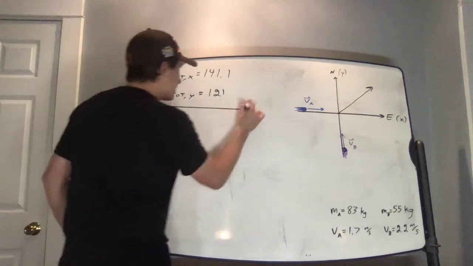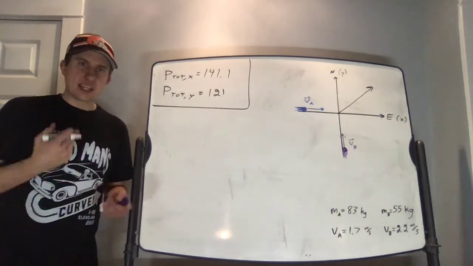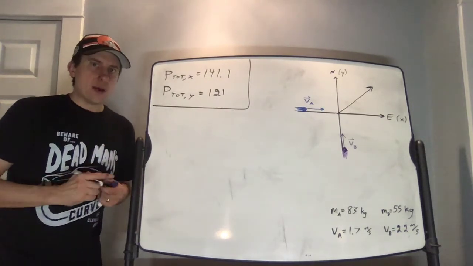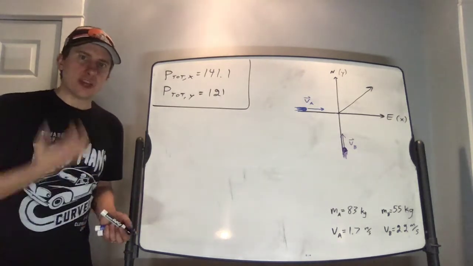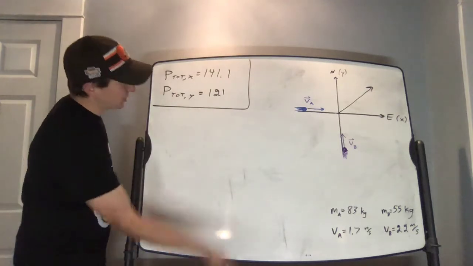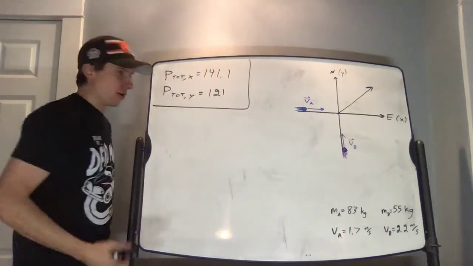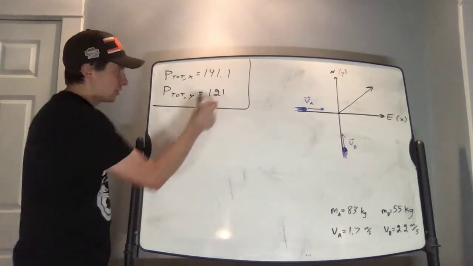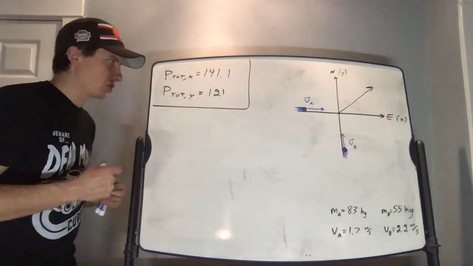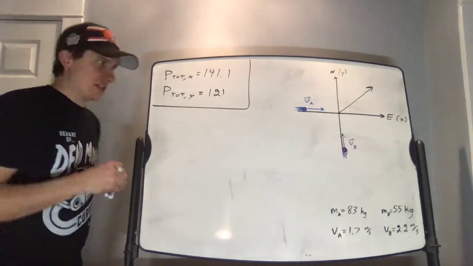These are two separate conserved quantities. I don't know the details of how they're going to collide, but I know that after their collision, they will be moving off in some direction, more or less up and to the right, and their total momentum will be 141.1 in the easterly direction and 121 in the northerly direction. So let's find their final speed now.